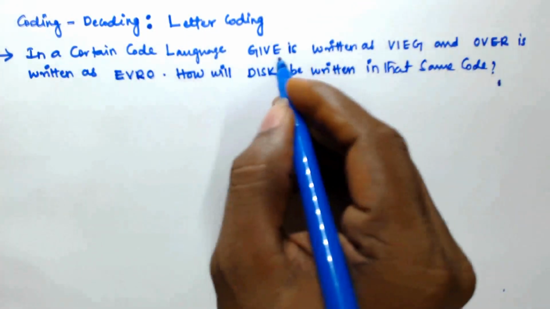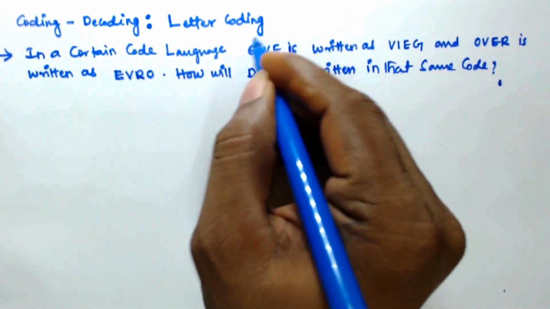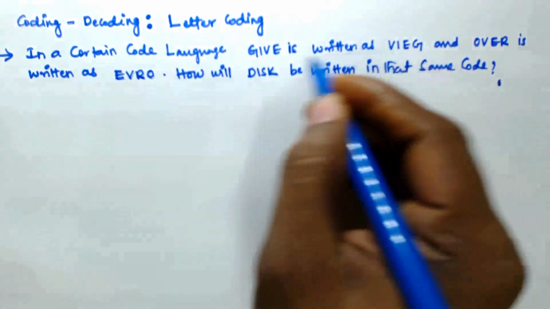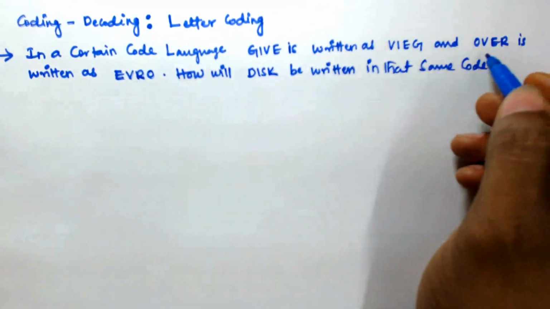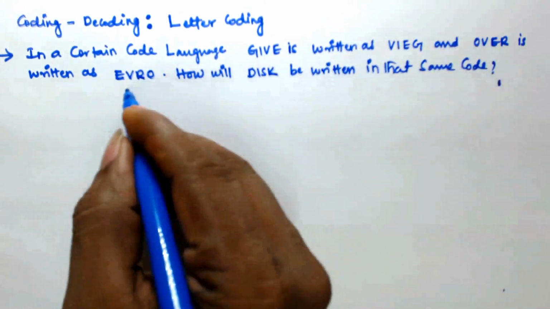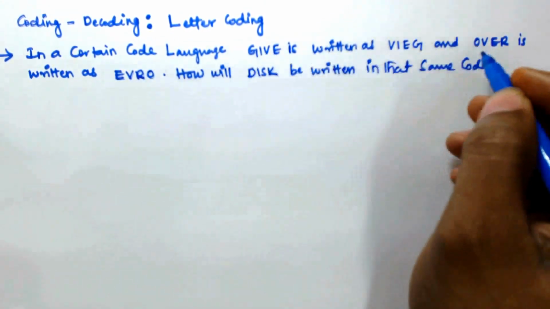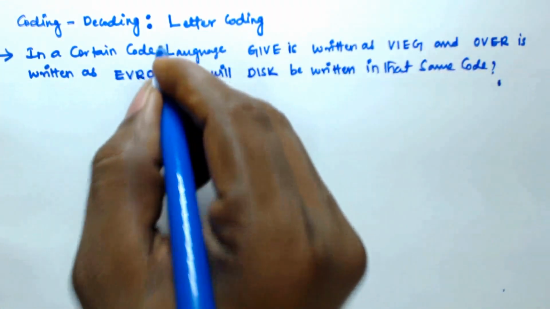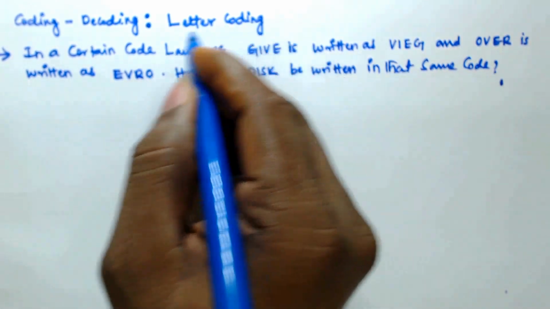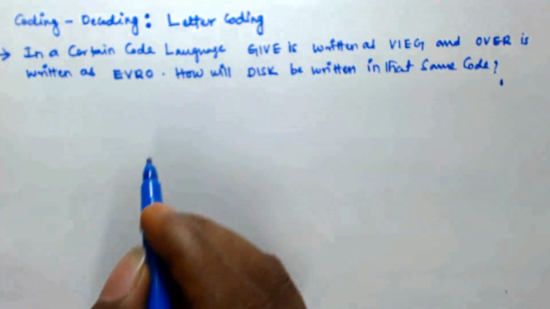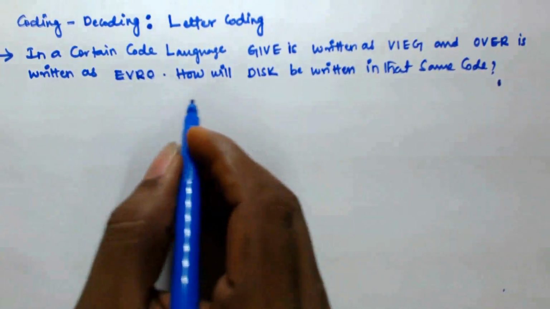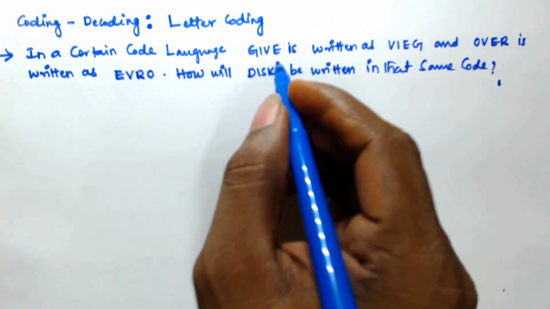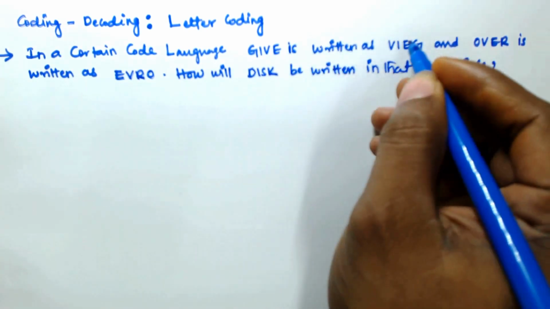So if you observe this one, GIVE and VIEG contain the same kind of letters. So V is here, V is here, I is here, I is here, and G. And if you take this, OVER is written as EVRO. So this OVER and EVRO consist of actually the same kind of letters. So when the word and its coded word both contain the same kind of letters, then it is called letter coding. Okay, so whenever problems based on letter coding are given, you need to draw the mapping from the given word to its coding.